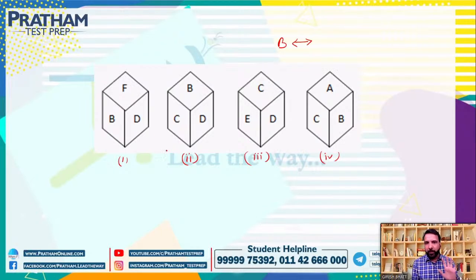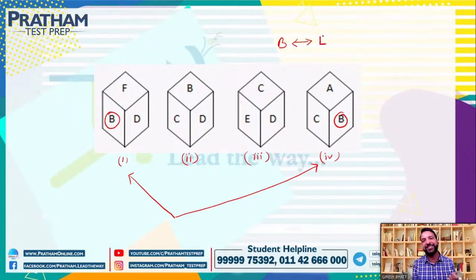Okay, which ones to pick? B, and here is also B. Pick first and fourth. B is the common letter, and the letter which is not visible in this is E. Answer done.